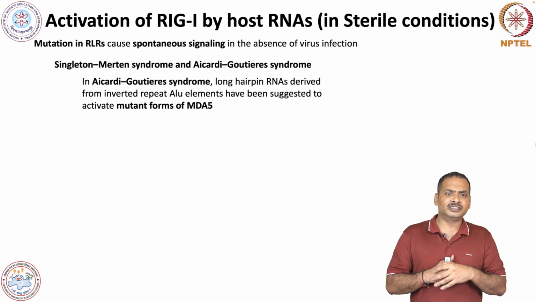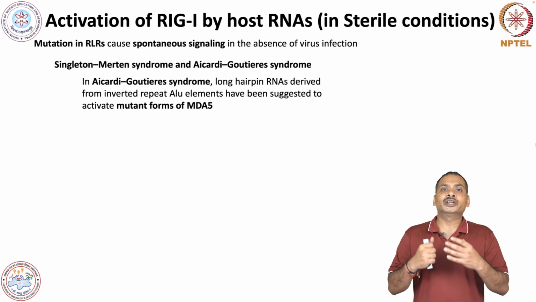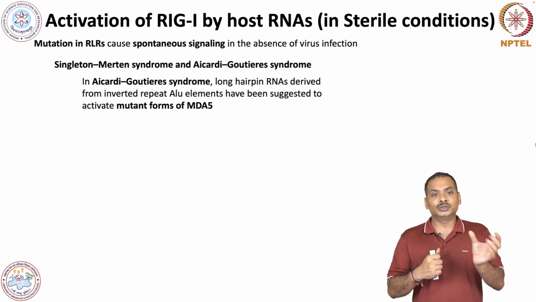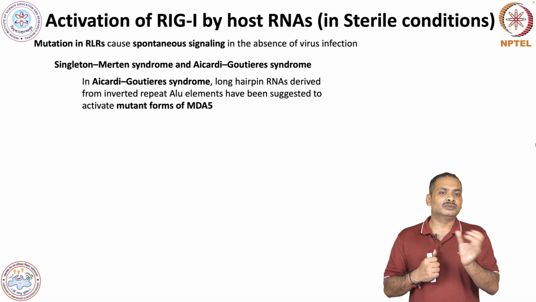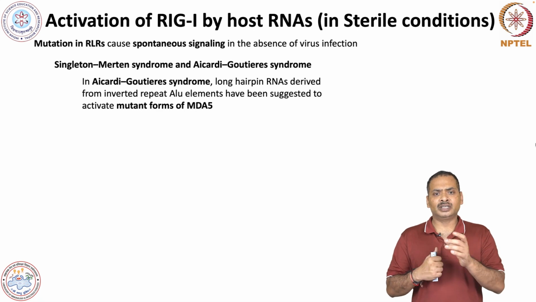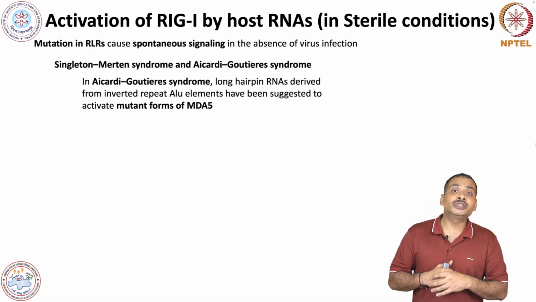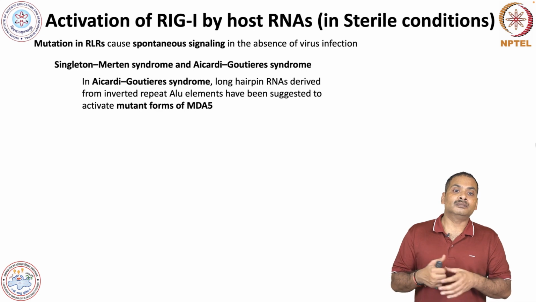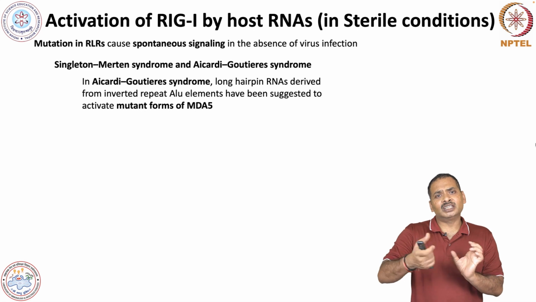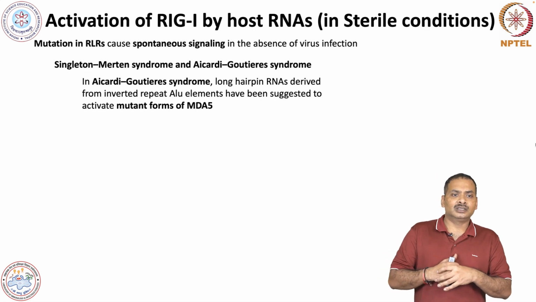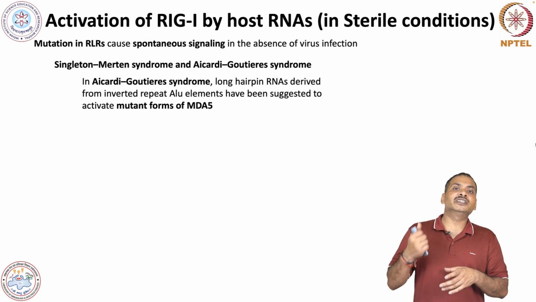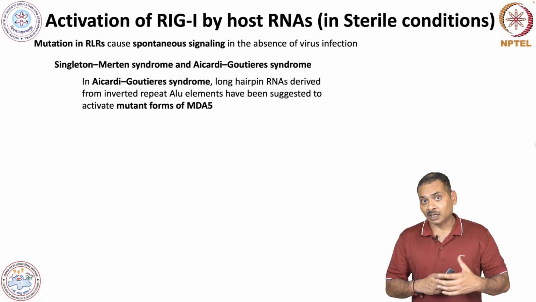In the case of Aicardi syndrome, there is a long hairpin RNA derived from inverted repeats. You know, there are Alu elements, with a lot of Alu elements. So repeated Alu elements have been suggested to activate the mutant form of MDA5. This mutant form of MDA5 is activated by this inverted repeat of Alu elements, and that will cause activation of the RLR pathway.